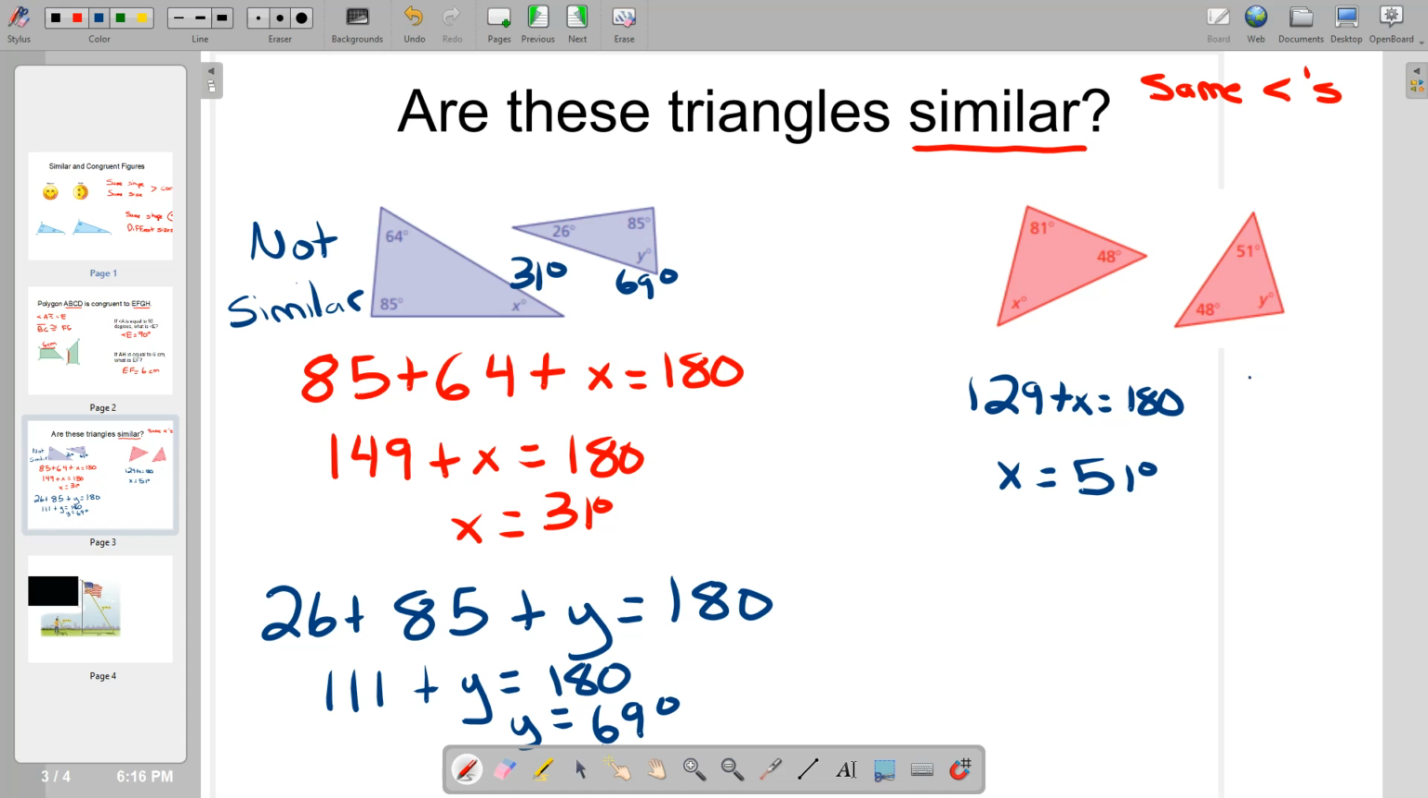And the one on the right, if we did 51 plus 48, that would give us 99 plus y equals 180. And in this case, if we did that, we would get 81 degrees equals y. So in this case, the answer would be yes, they are similar because they all have the same corresponding angles.